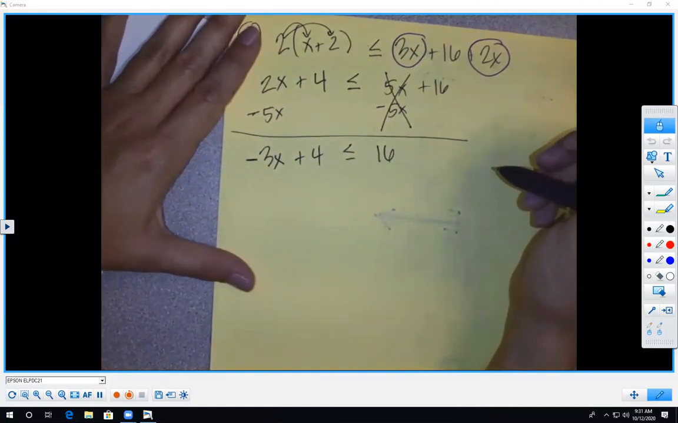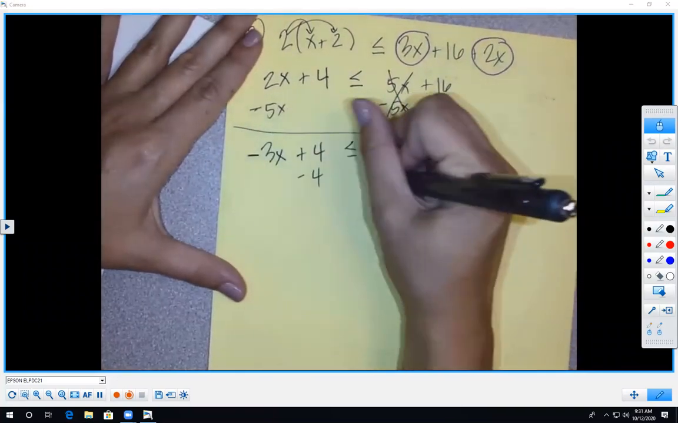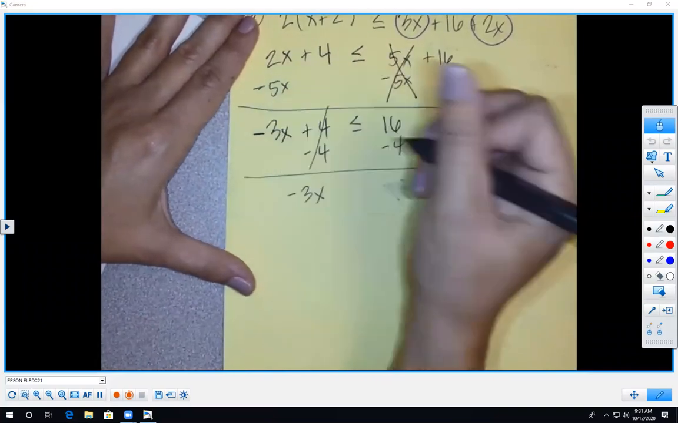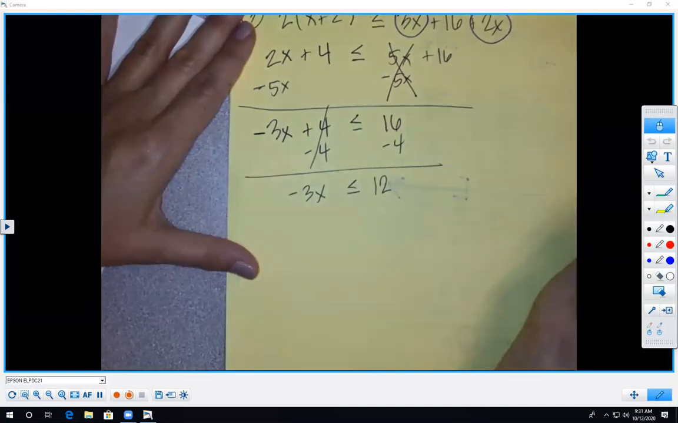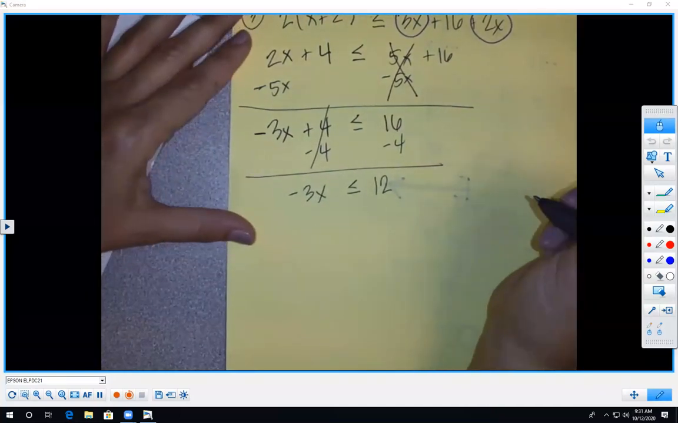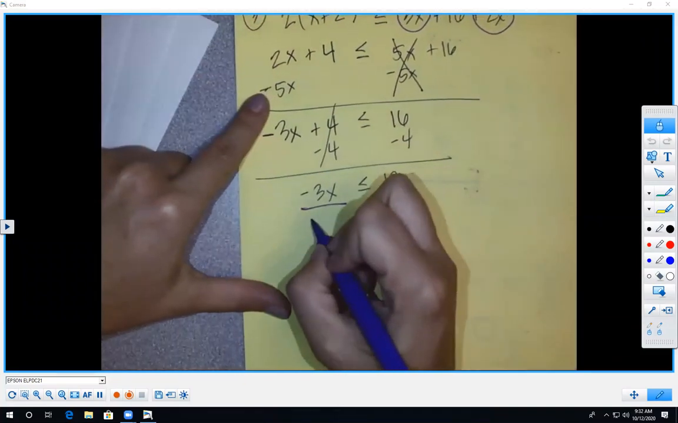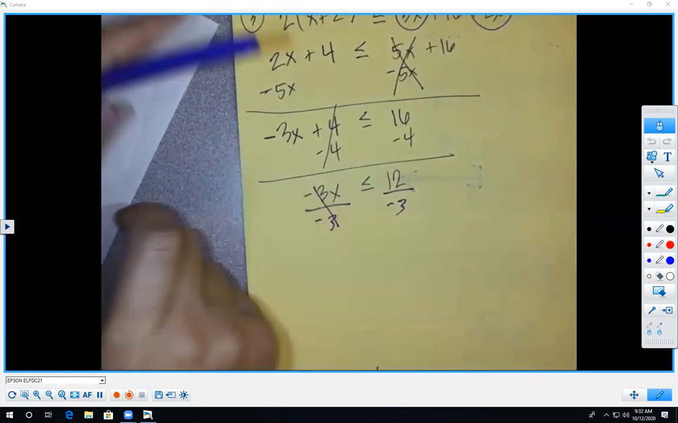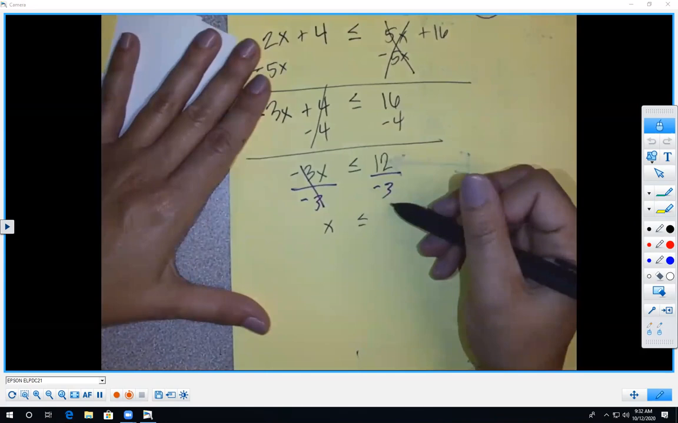And then how do I solve for x from here? Subtract 4 from both sides. So I get -3x is less than or equal to 16 minus 4, which is 12. How do I solve for x? Divide by -3. So I get x is less than or equal to 12 divided by -3.